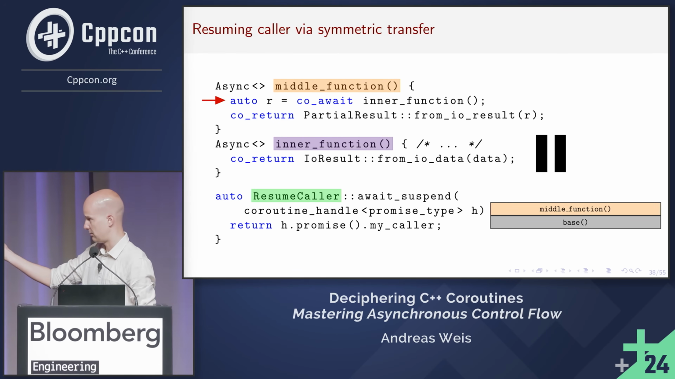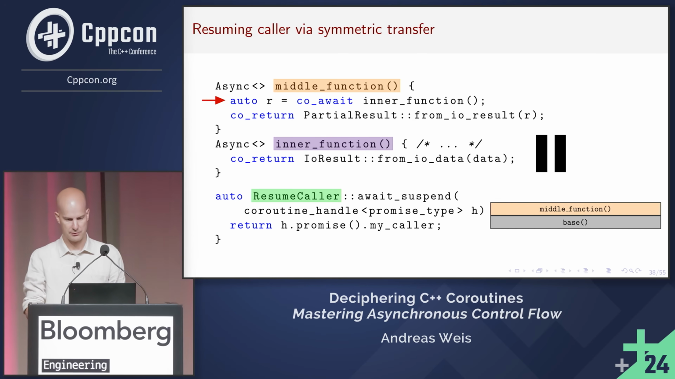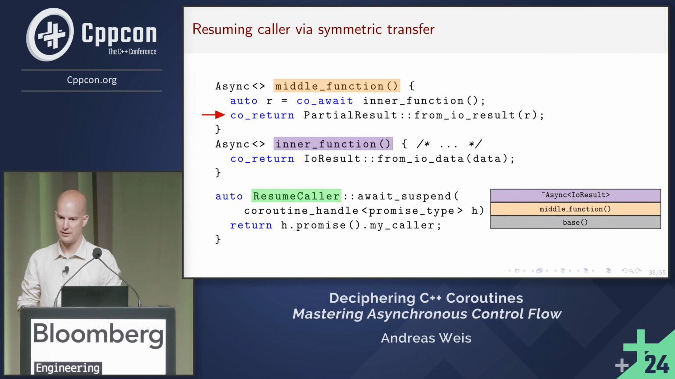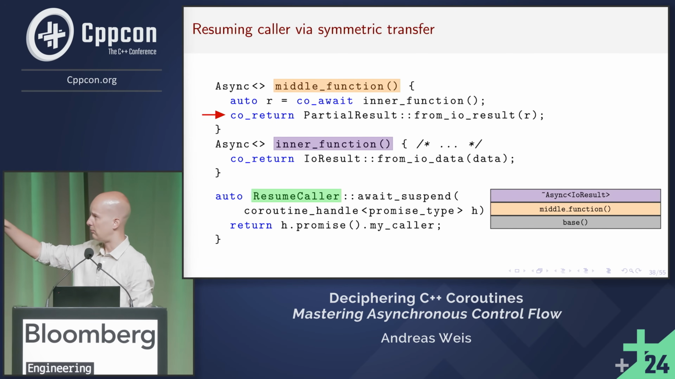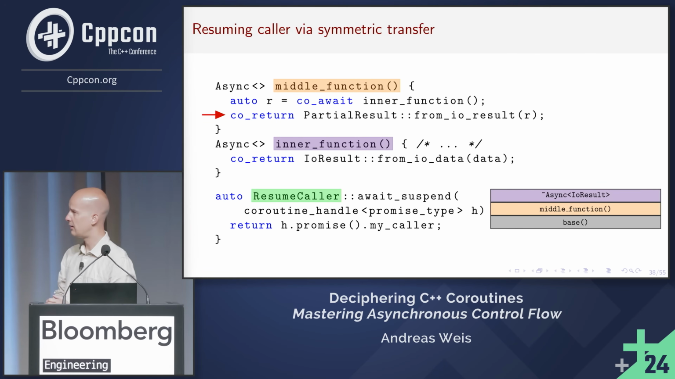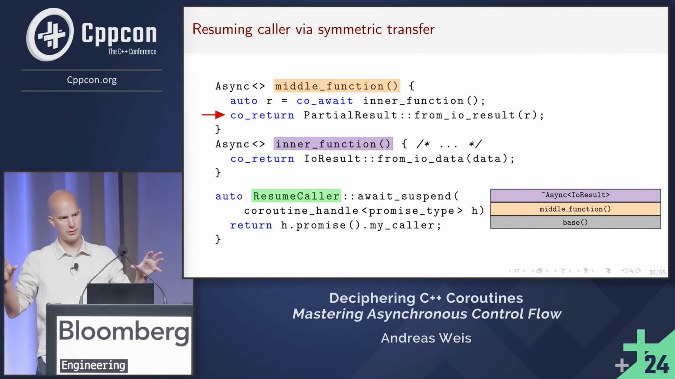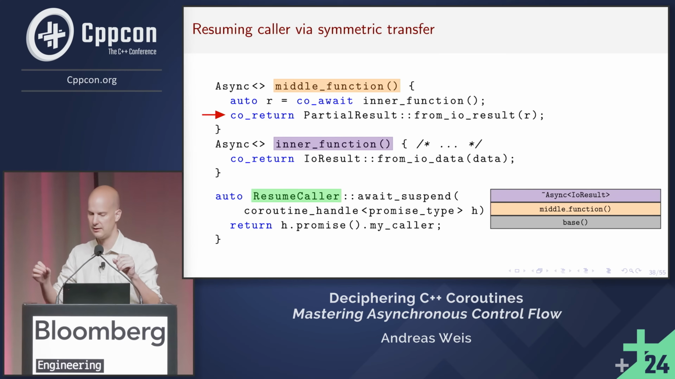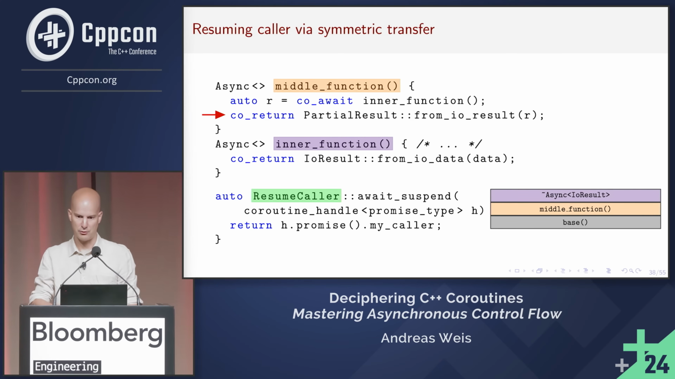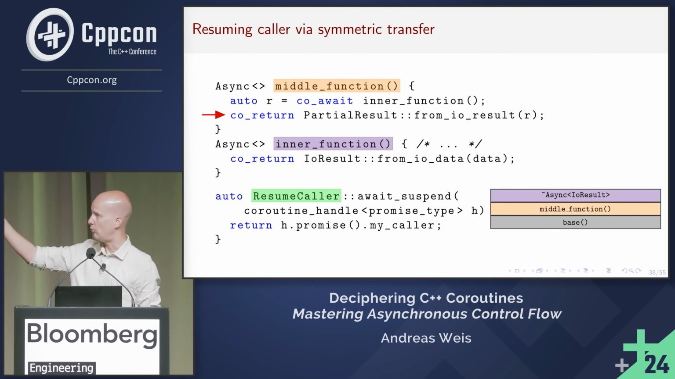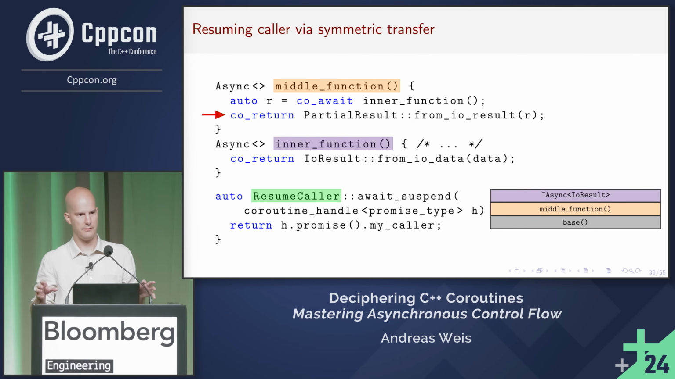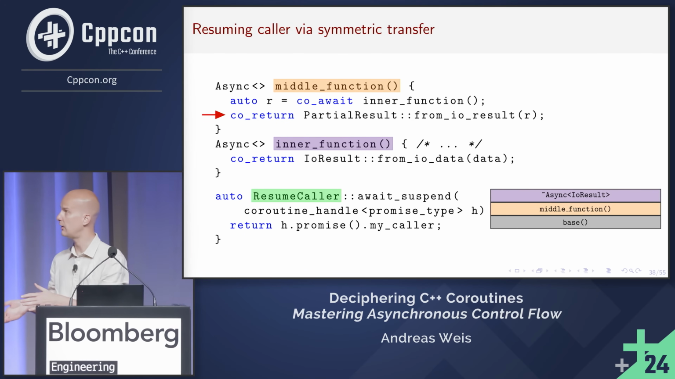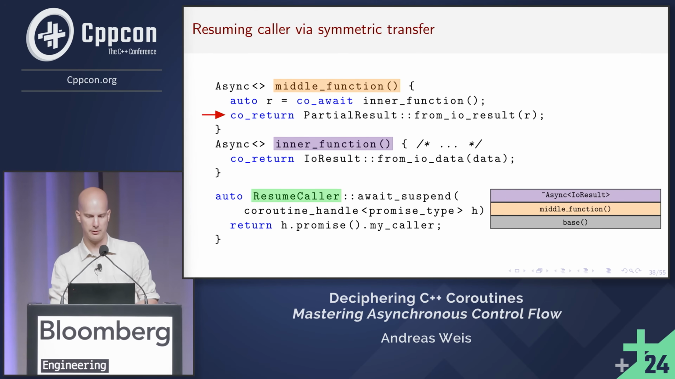So only after await resume has returned and we actually drop to the next line, now the async object corresponding to the inner function, which was just a temporary on that line where we called the co-await, now that temporary will get dropped, and its destructor will actually clean up the state of the coroutine. And now it's safe to do that because we don't need the promise anymore, right? The return value has been moved to that local variable R up there.